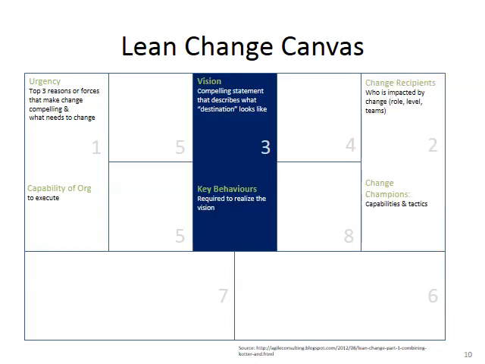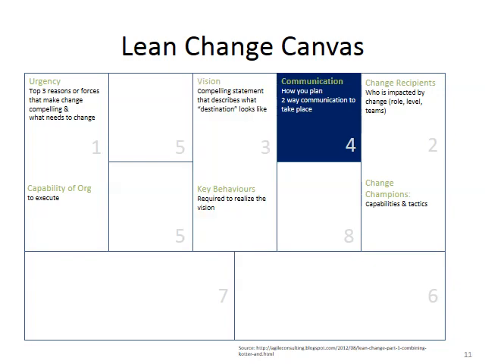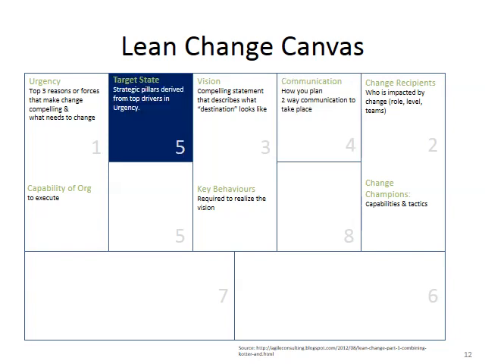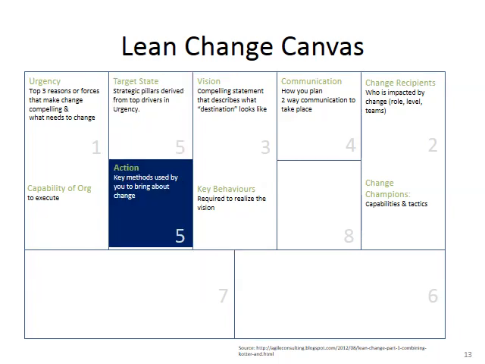Vision and key behaviors. The vision is a compelling statement which describes what the destination looks like. Organizations should also identify key behaviors required to realize the vision. Communication. How you plan two-way communication to take place. Target state. Strategic pillars derived from top drivers in urgency. Action. Key methods used by you to bring about change.